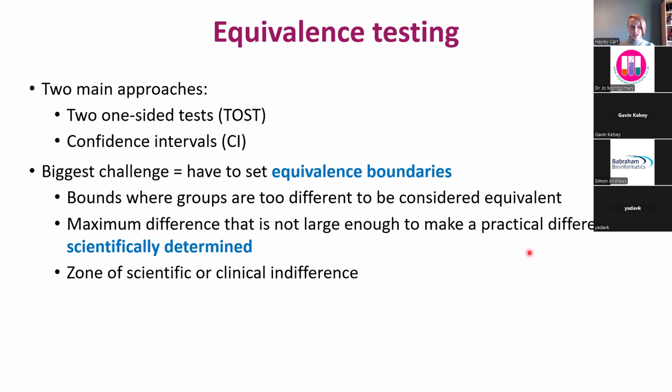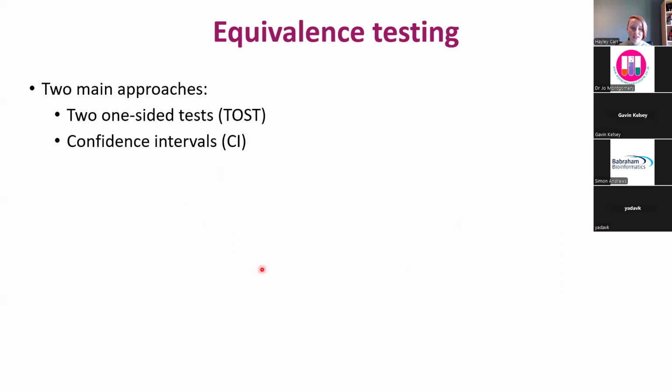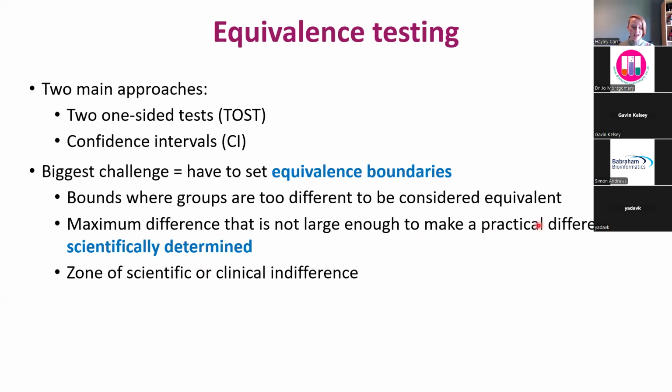This is scientifically determined. It's sometimes also called the zone of scientific or clinical indifference, which I quite like. That was on the PRISM website as well. But that sort of shows what we're interested in, which is that it's the maximum difference that's not large enough to make a practical difference. So if there's a 10% difference, maybe that will have no biological or clinical effect. And so if there's like a 5% difference rather than a 10% difference, we don't really care. They're basically the same. We're not interested in that small of a difference. It would need to be 15% to be considered sort of biologically meaningful.